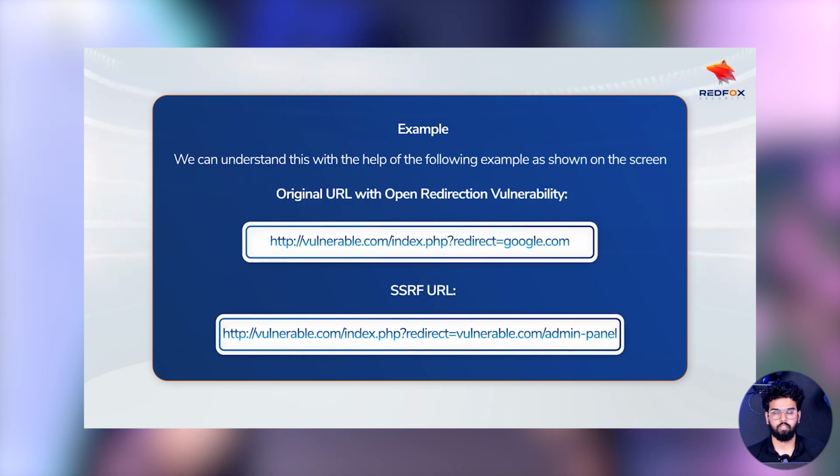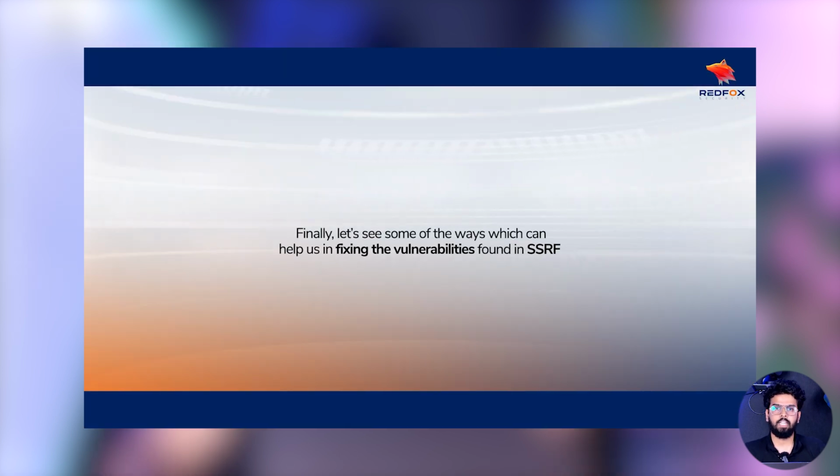You can understand this with the help of the following example as shown on the screen. So here you can see that there's an original URL with open redirection vulnerability, and the SSRF URL is as follows. Finally, let's see some of the ways which can help us in fixing these vulnerabilities found in SSRF.